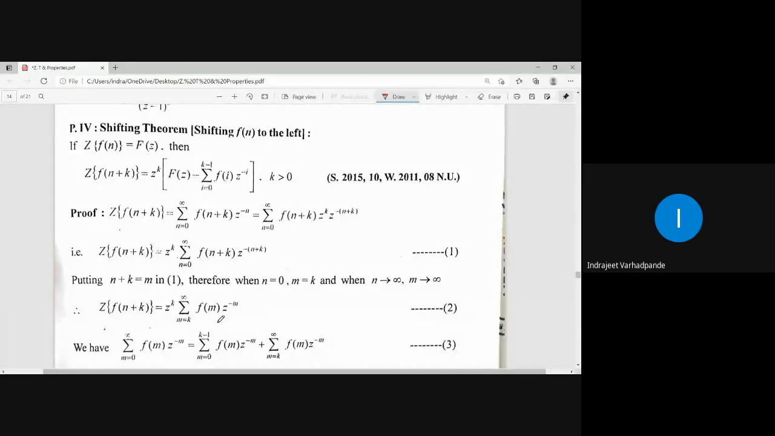The next theorem or next property we can discuss, after the discussion of the shifting property to the right, is the shifting theorem, also called shifting of f of n to the left. Now, to the left means, as I told you, that it will be n plus k.